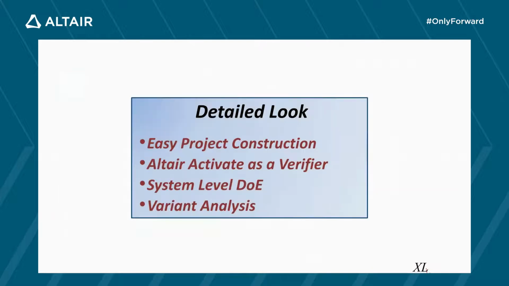So let's take a closer look at the detailed results. These are the four we're going to look at: project construction, Activate as a verifier, system level DOE, and variant analysis.